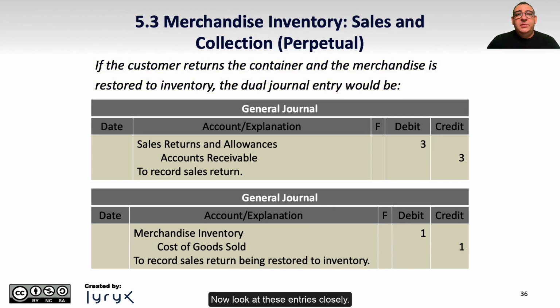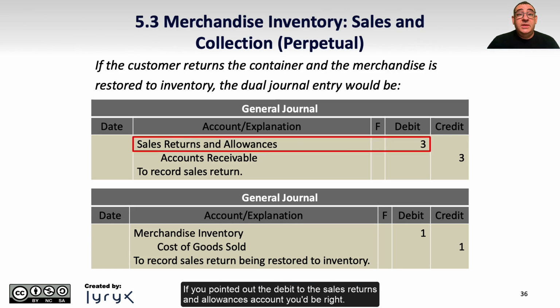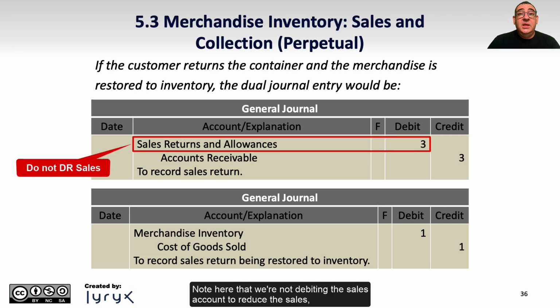Now look at these entries closely. Can you spot where these entries are not an exact mirror image reversal of the original entries? If you pointed out the debit to the sales returns and allowances account, you'd be right. Note here that we're not debiting the sales account to reduce the sales, but we are increasing the sales returns and allowances contra account, which has the effect of resulting in a lower net sales amount.